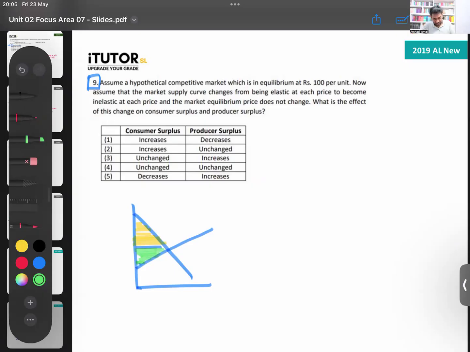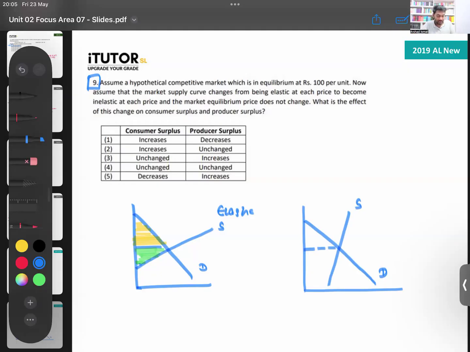Now they are saying the supply curve is changing. This is an elastic supply curve, the flat one, changing from elastic to being inelastic. So from elastic to inelastic, if it changes, now how does it look? Okay. The demand curve I'm not changing anything, I'm just drawing it the same way. So now what happens?